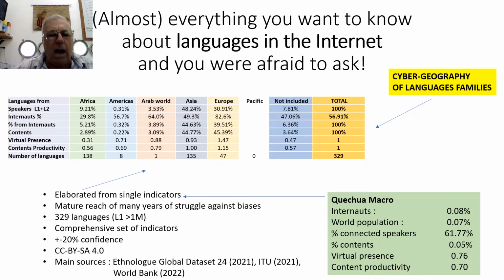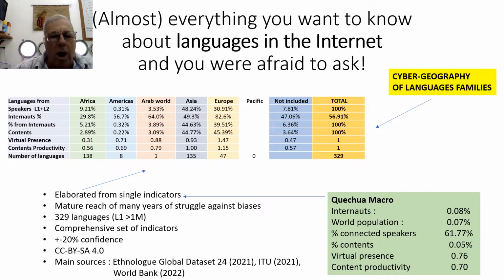If you want to read that, let's take Africa. Africa represents 9% of the world speakers, L1 plus L2, first and second language. Everything will be based on L1 plus L2. Unfortunately, only less than 30% of African languages are connected, which means speakers of these languages are 30% less connected compared to the world average, which is 57%. Which means that although they represent 9% of the world speakers, they only represent 5% of the people connected to the internet. And much worse, only 2.9% of the contents.